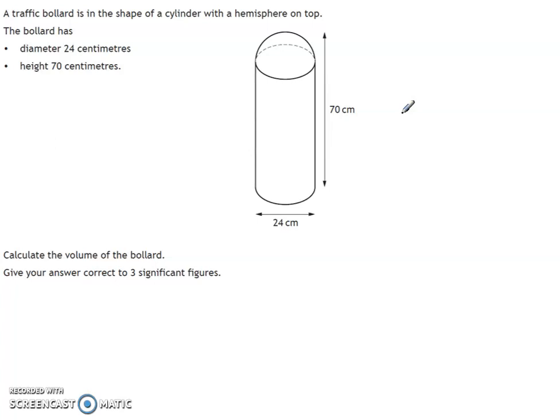So what this question says is we've got a traffic bollard, it's in the shape of a cylinder with a hemisphere on top. We're told the diameter and the height. What we have to do is calculate the volume of the bollard, giving your answer correct to 3 significant figures. So this actually brings in a couple of different topics. The first one it brings in is composite volumes, because we've got a cylinder and a hemisphere together, so we need to figure out how to split that and how to answer the question.